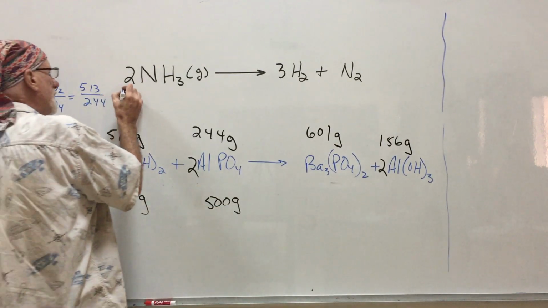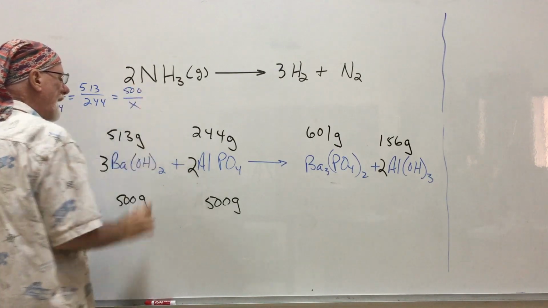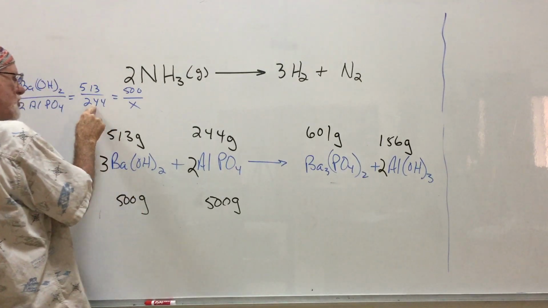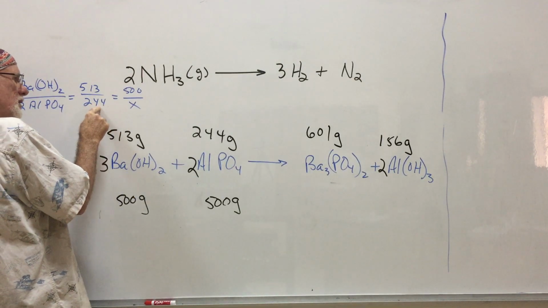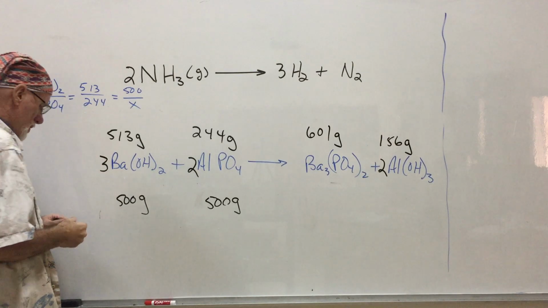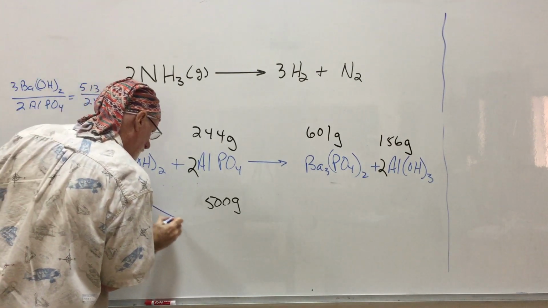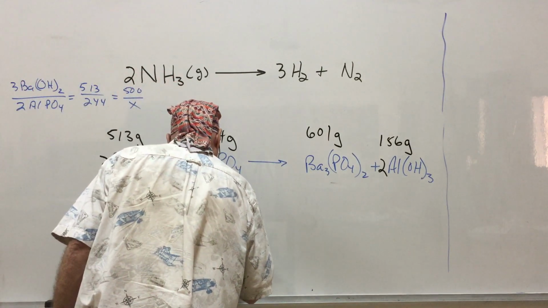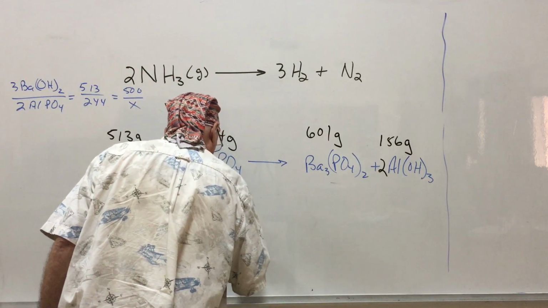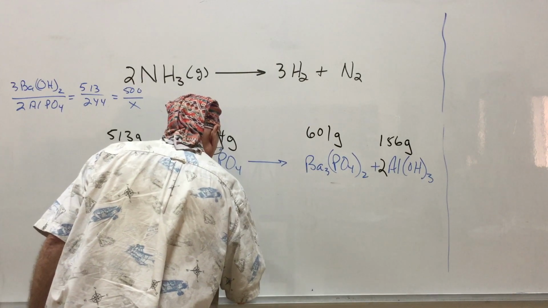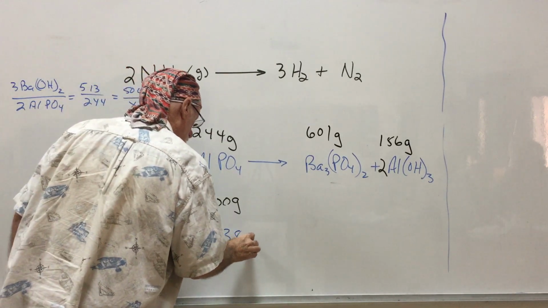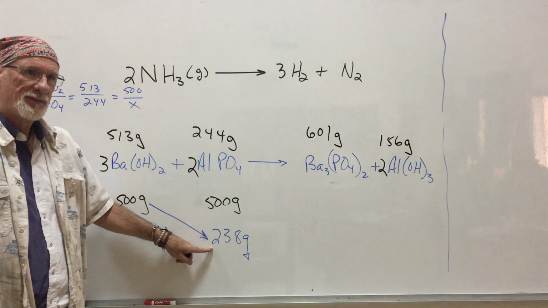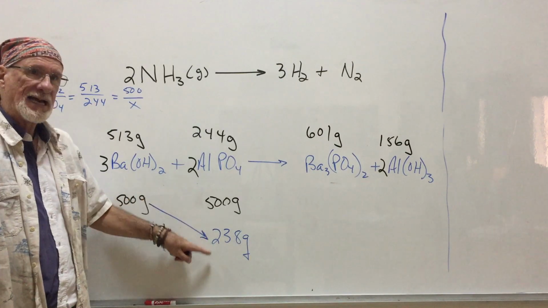So it's going to be 500. And pick X and go X, right? So what is 244 times 500 divided by 513? 237.8. So this is going to require what? 237.8. 238, is that okay? Yes. Right? You don't have to go any farther. Do you have enough? Yeah, you're in excess. Yes.